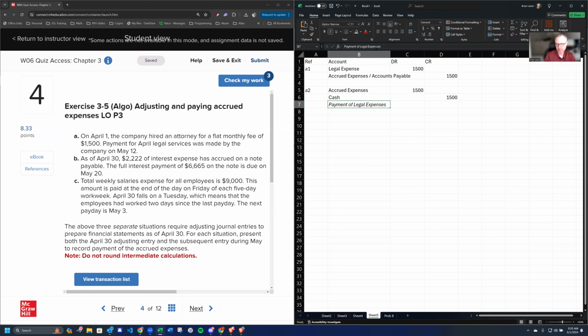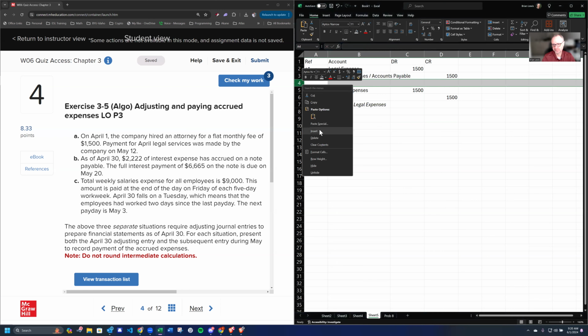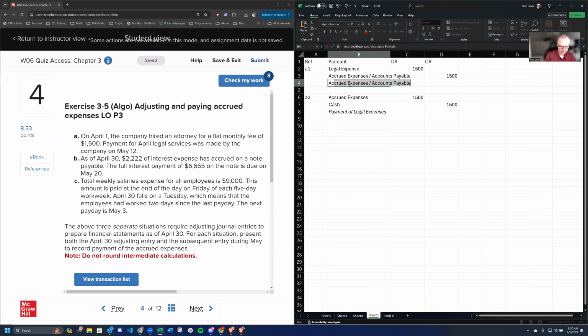We can make that like that, and do a little italic there. Yes, Control I is italicizing it.